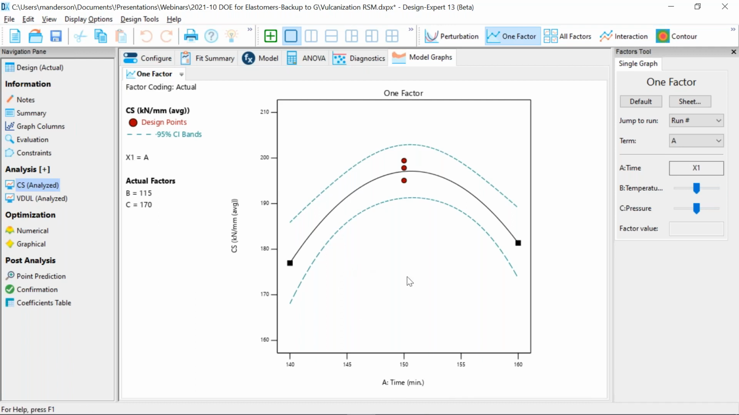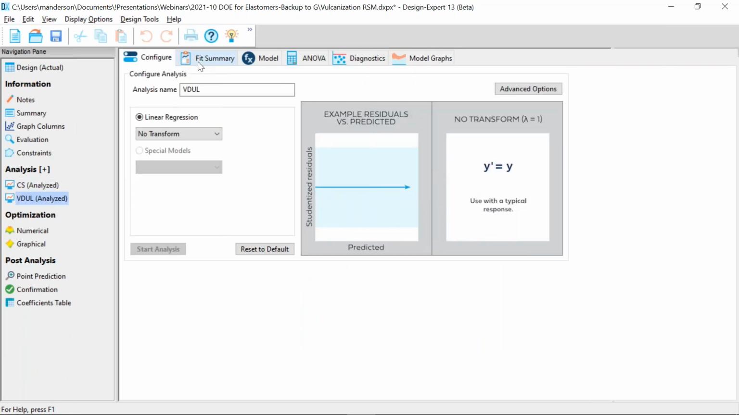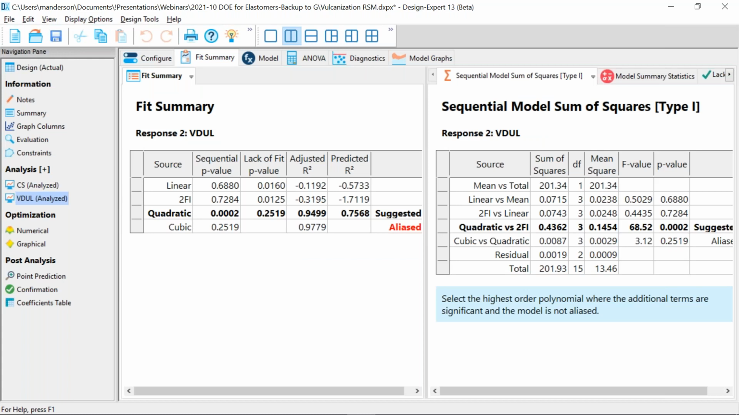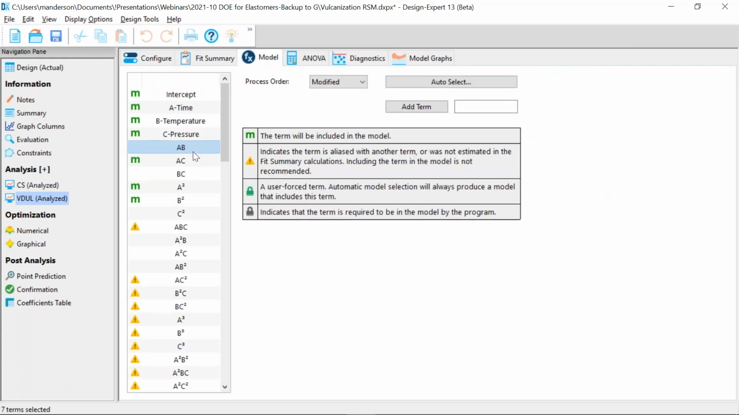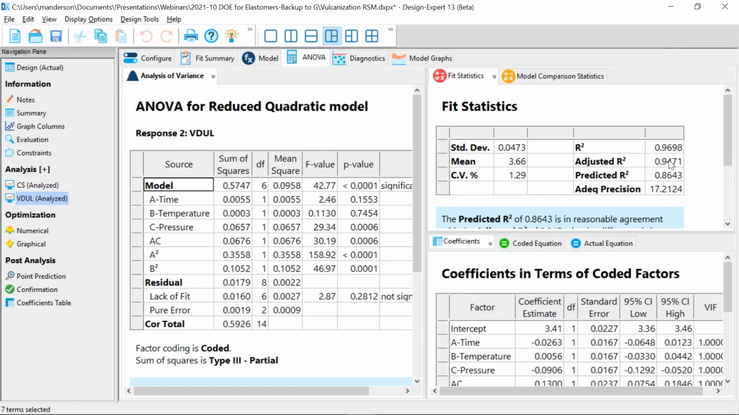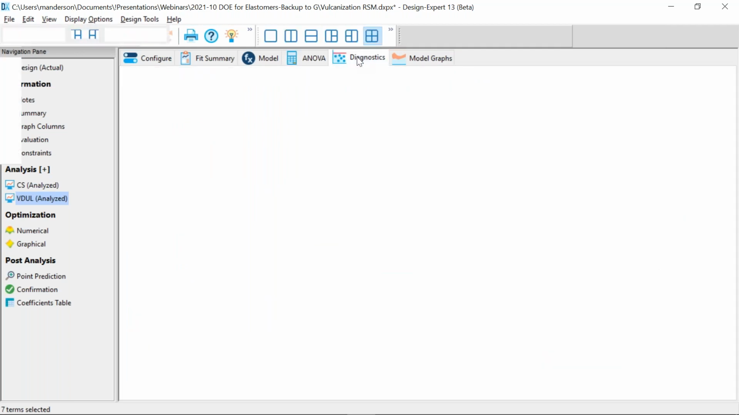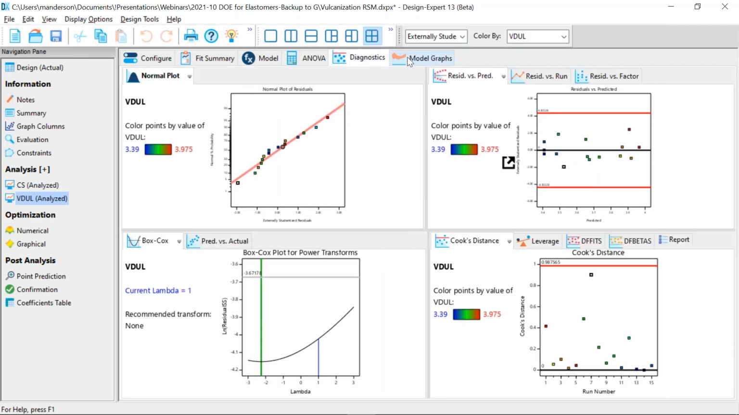on them, and that shows us that at the mid time we're able to get a much higher value for the CS. So that one, just one factor seemed to be affecting it. Let's see what happens with the second response. Suggested quadratic already. It looks like I did a model reduction, took a couple of terms out, and this one I get a much better fit. And I didn't see anything abnormal with it.